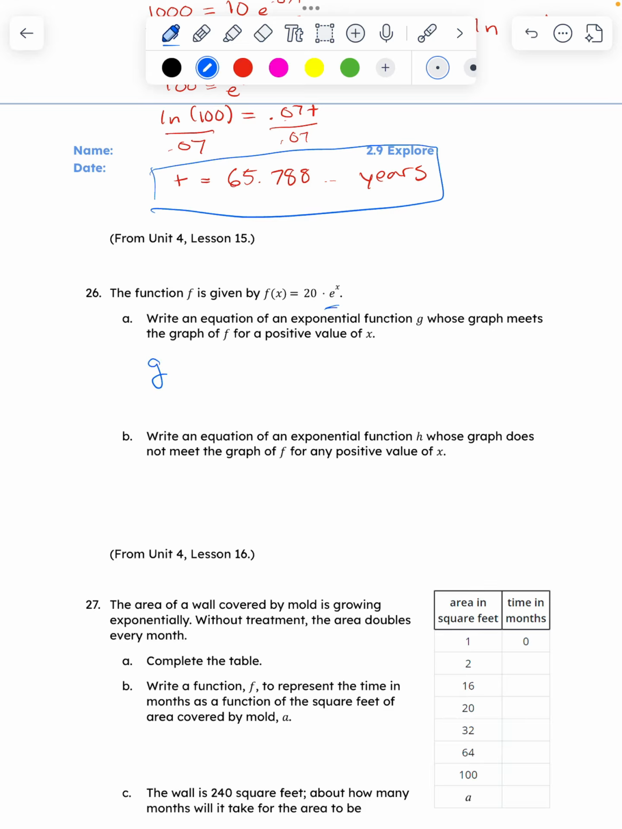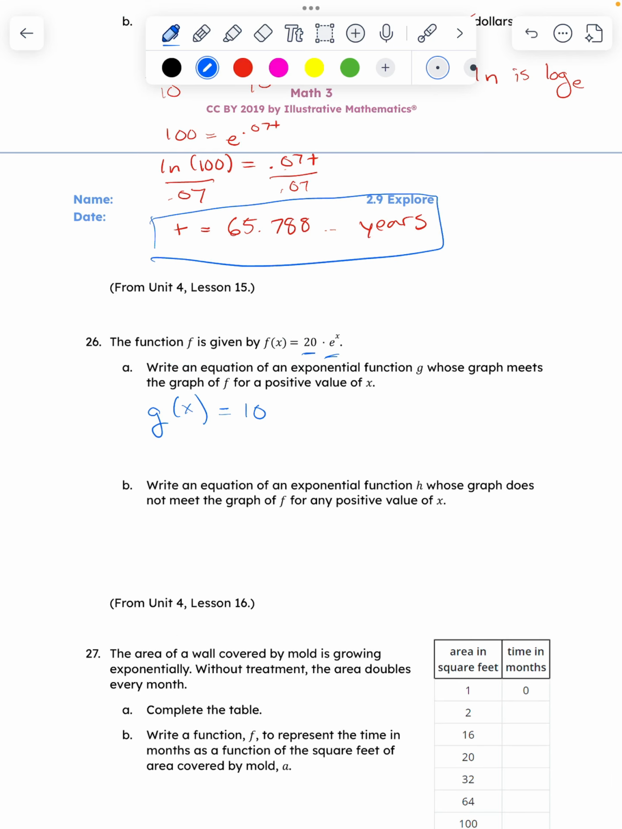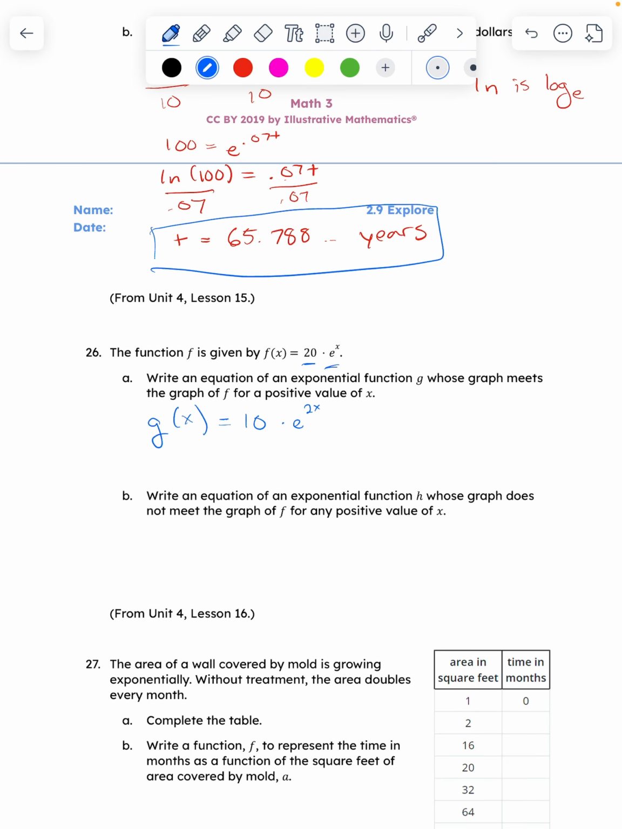So for g of x, I need a starting value that is less than 20. I'm going to pick 10, but you could pick 5 or 2 or 1. Anything that's less than 20. And then I need something that grows faster than e to the x. So I'm going to pick e to the 2x, because I know that 2x for my positive values of x is always going to be greater than x. And so this function will grow faster. Starts lower, grows faster.